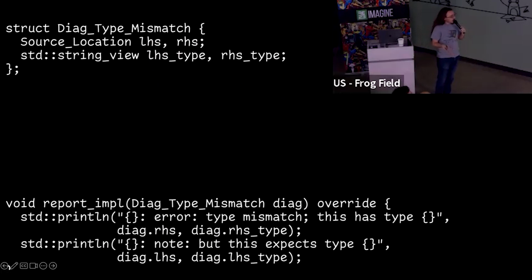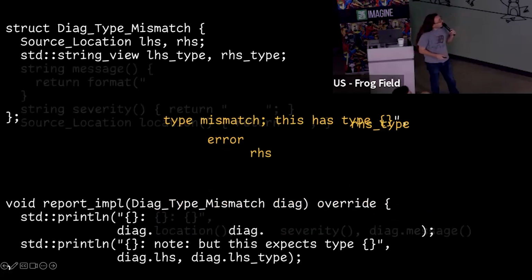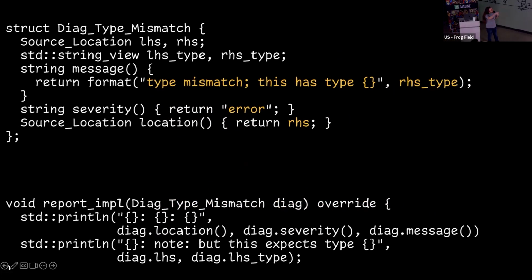So we would like our report impl function. Oh, yeah, sorry. Before we get to that, let's do the same thing we did before and factor these guys out into methods in the class. So we factored out message, severity, and the location. And notice the message doesn't just return a string, it returns a format of a string. That's why I made message a function and not just like a static variable. So that factored out the first print's message and location and severity.